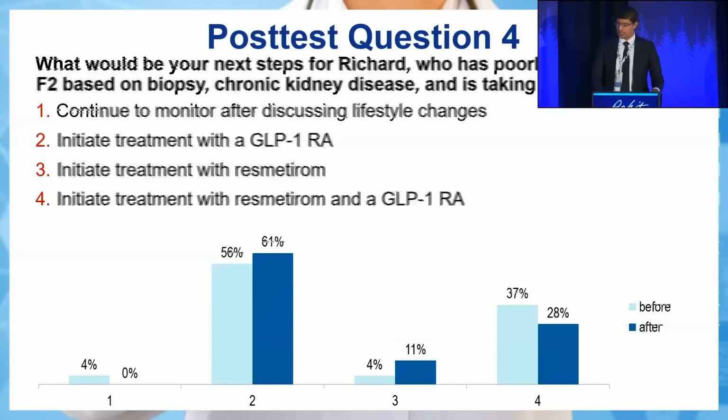Some of you chose number 4, which is to initiate both resmetirom and a GLP-1 analog. And I think we discussed the idea of maybe picking one, starting with that, and seeing the response. You have time. It's not like if you didn't treat them in the first year, things are going to change for stage 2, stage 3 in that setting. So I would pick one therapy.